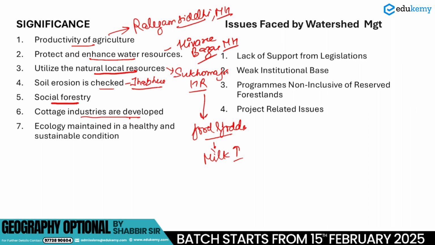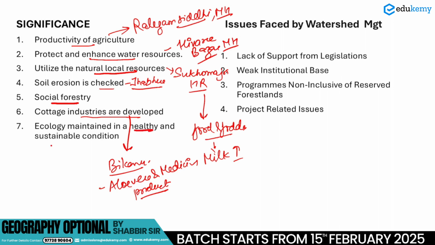Sixth point is cottage industries are developed. Yes, in the areas of Rajasthan where watershed management has been done, especially in the areas of Bikaner and Jodhpur, many of the women have started growing aloe vera and some medicinal products. And with the growth of these products, they have started establishing small cottage industries, which are also supplying the raw material to other big industries in Delhi and other markets.